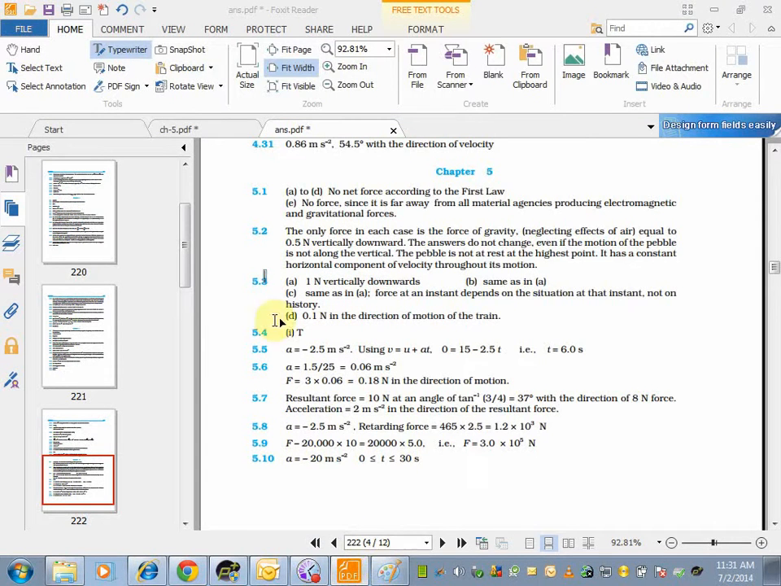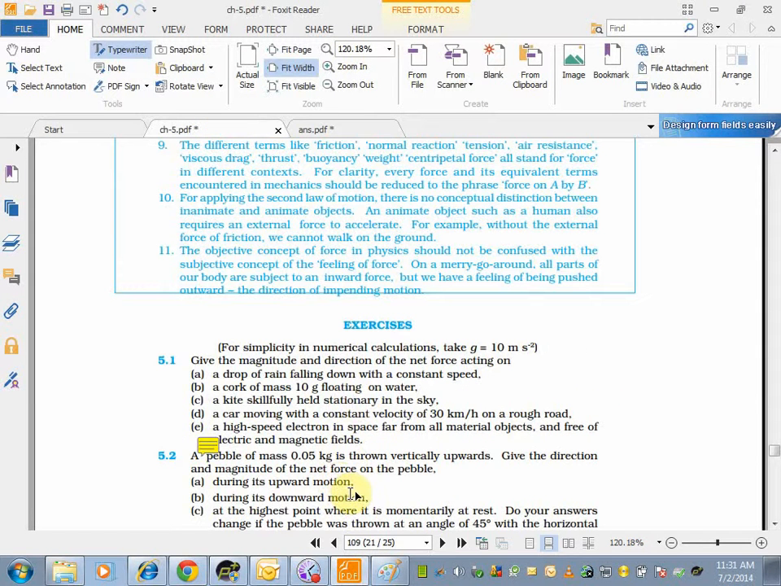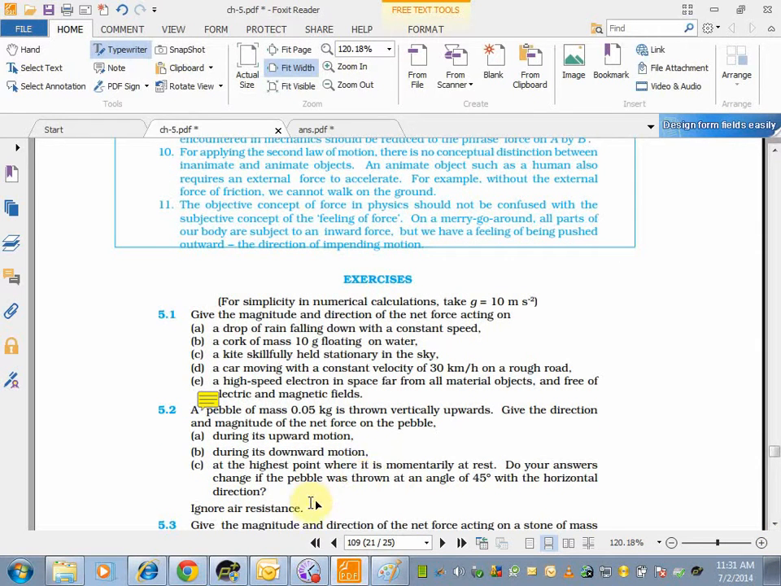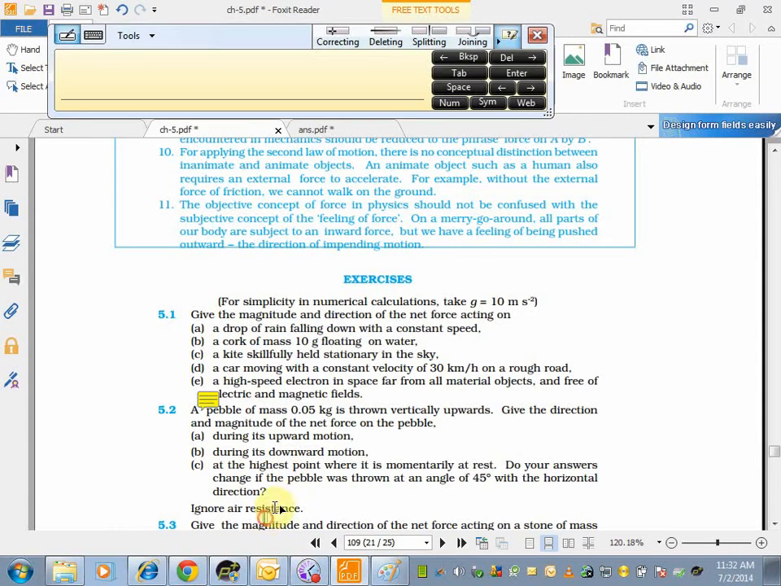Now let us move on to the second part. During its downward motion, it will be the same. At the highest point where it is momentarily at rest, it will again be the same. The force does not depend upon its motion here, as we are neglecting air friction. Whether we throw the pebble like a projectile, the force remains the same. As you can see here, air resistance has been ignored. Okay, fine, this is done. Move on to the next question.